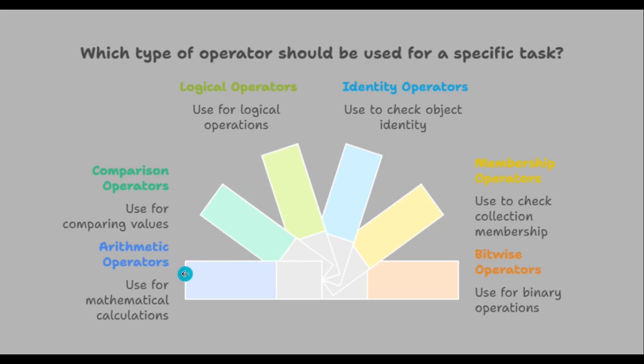Arithmetic operators are used for mathematical calculations, comparison operators are used for comparing values, logical operators are used for logical operations, identity operators are used to check object identity, which I will explain later in this video. Membership operators are used to check collection membership, that means checking whether a value or an object is in an iterable, also known as a collection data type. And lastly, bitwise operators are used for binary operations.